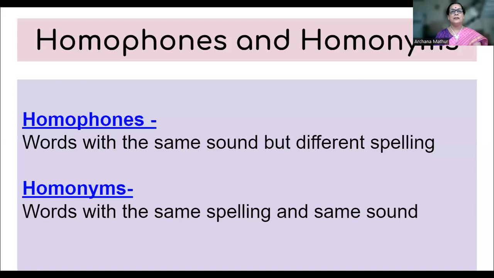There we go. So now here we have homophones and homonyms. Homophones are words with the same sound. I mean, they're pronounced in a similar fashion, but they have a different spelling. Whereas homonyms are words with the same spelling and the same sound, but they are used differently. So we'll do them separately and with examples.